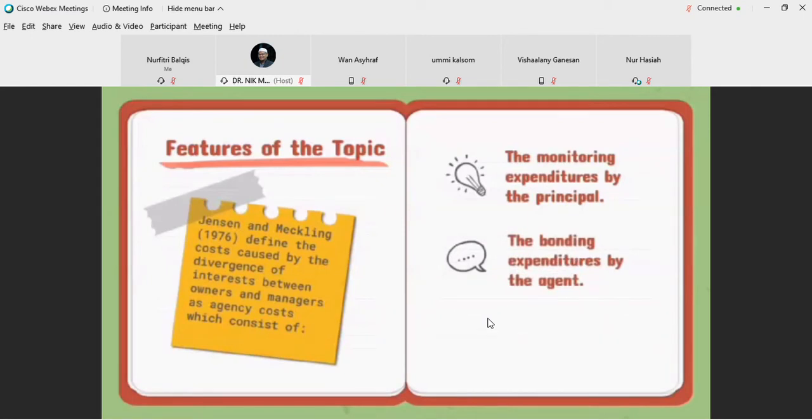An agent may commit to contractual obligations that limit or restrict the agent's activity, resulting in bonding costs incurred by the agent. The residual loss. Residual losses are the costs incurred from divergent principal and agent interests despite the use of monitoring and bonding, as action taken by an agent will sometimes differ from the behavior that would maximize the principal's wealth.